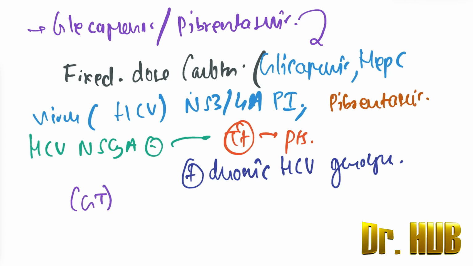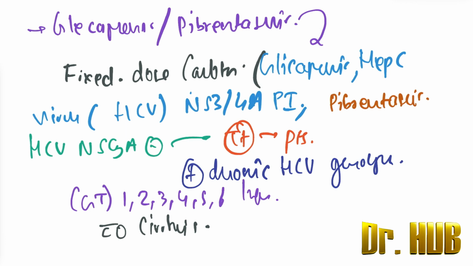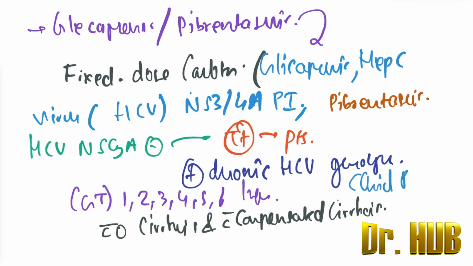So it includes the GT 1, 2, 3, 4, 5, 6 infection, and this is without the cirrhosis and with compensated cirrhosis. So this is without the cirrhosis, as well as with compensated cirrhosis. So that is nothing but the Child-Pugh A.